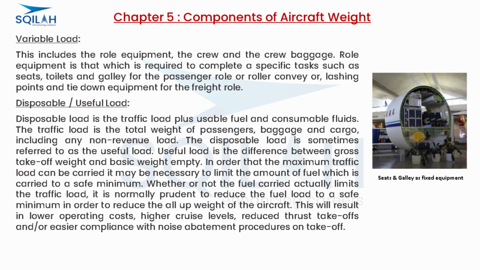Variable load. This includes the role equipment, the crew, and the crew baggage. Role equipment is that which is required to complete a specific task such as seats, toilets, and galley for the passenger role, or roller conveyor, lashing points and tie-down equipment for the freight role.